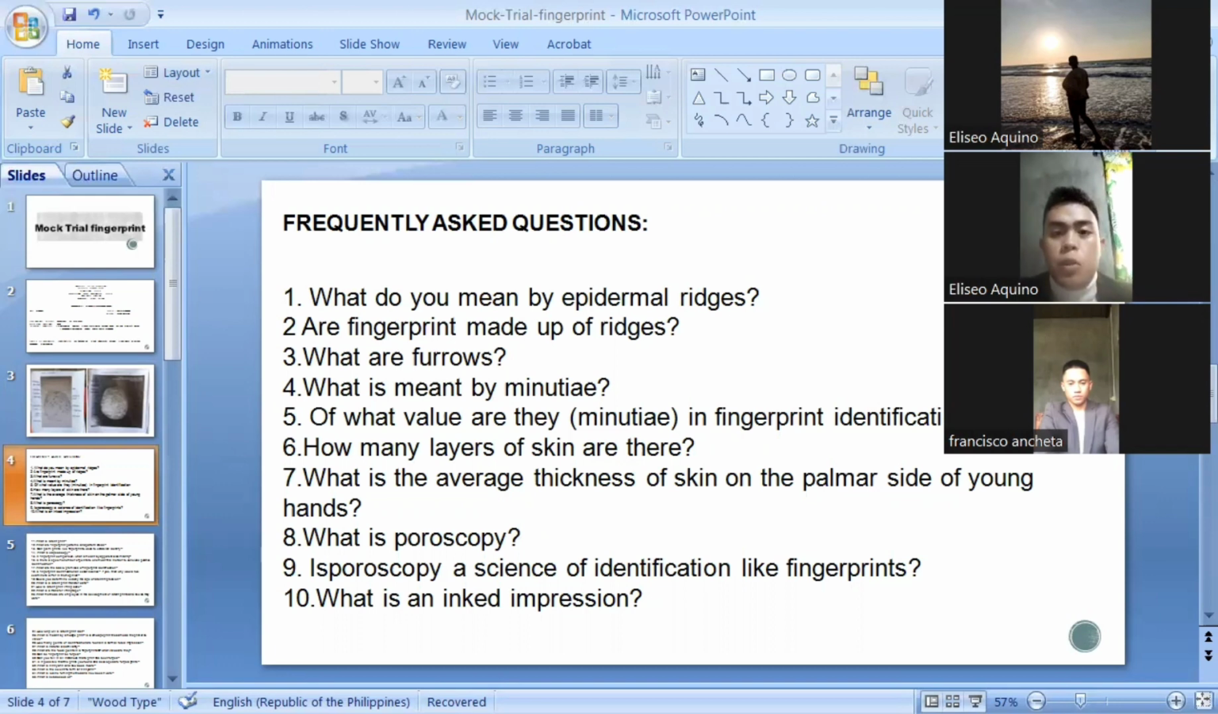What are furrows? Furrows are the shallow grooves or lines found between the ridges on the surface of the skin, particularly on the fingertips, palms, soles of the feet, and toes. They work in conjunction with the ridges to enhance grip and contribute to the unique pattern of fingerprints.